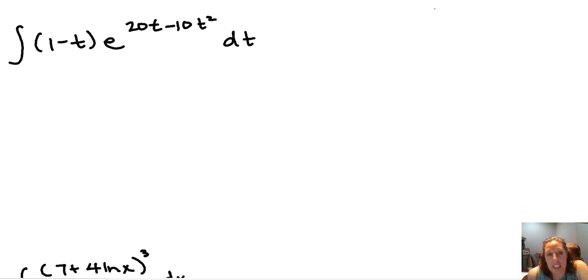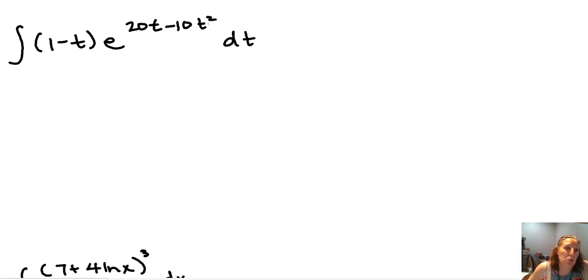So in this video, we're going to take a look at a couple of examples of using integration by substitution involving some exponential and logarithmic functions. So our first example, we have the quantity 1 minus t multiplied by e to the 20t minus 10t squared. And we are integrating this with respect to t. That's what this dt on the end means.